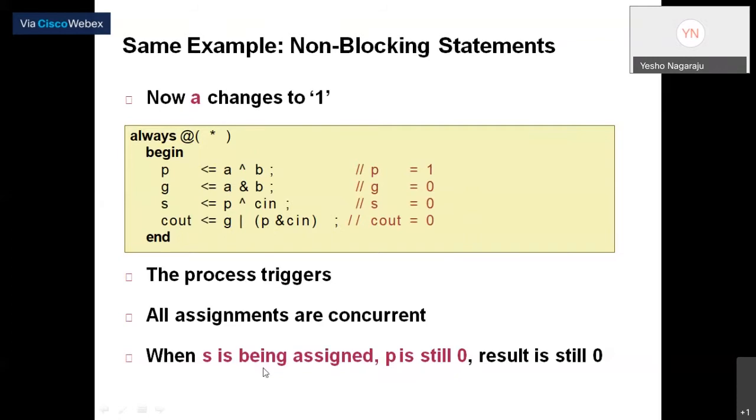So S is being assigned at the end of the simulation cycle. So P is still 0, and the result is still 0. I hope this makes sense.